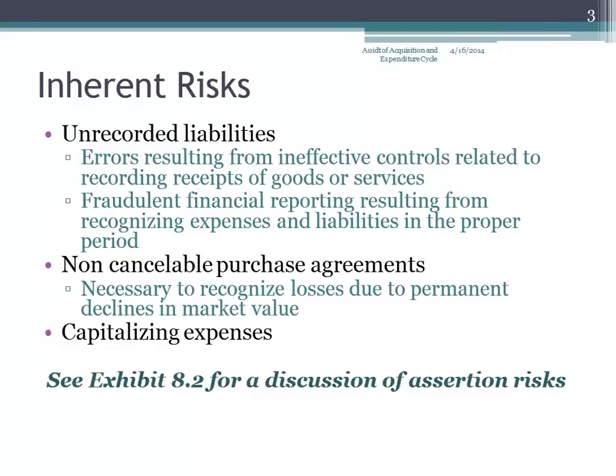The other thing is you want to see if companies are capitalizing expenses. Why would a company want to capitalize an expense? What do you think? Think WorldCom. John? Right. You hang it up on the balance sheet.